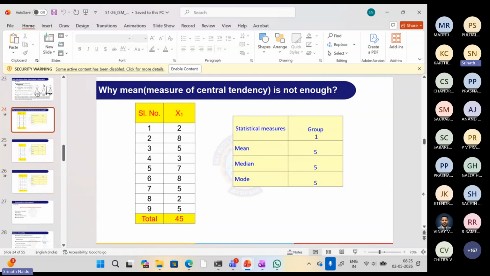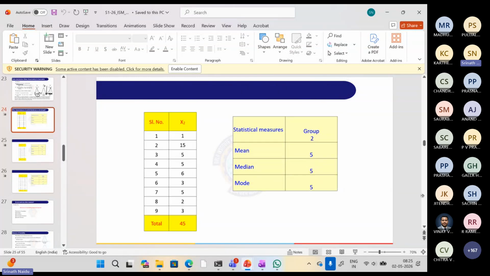Now, if I were to change the numbers, look at this table again. It's quite different from the previous one, so you have a different distribution of numbers. If you look at the statistical measures on the right-hand side, you have again mean, median, and mode, which are all 5, just as before.